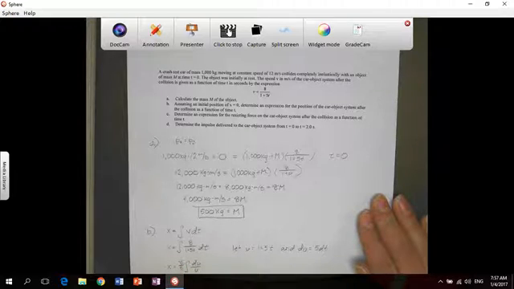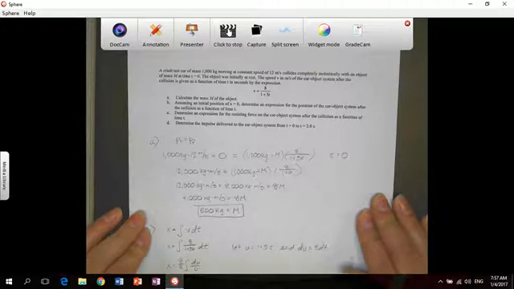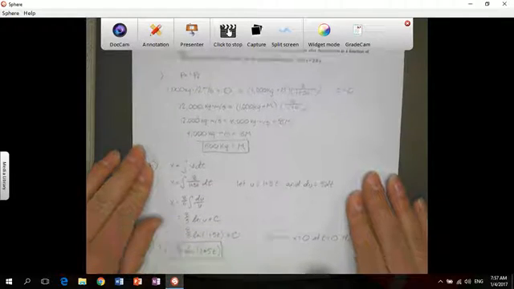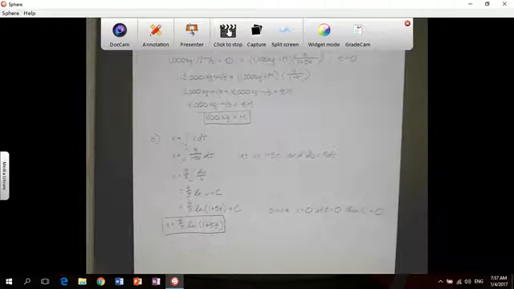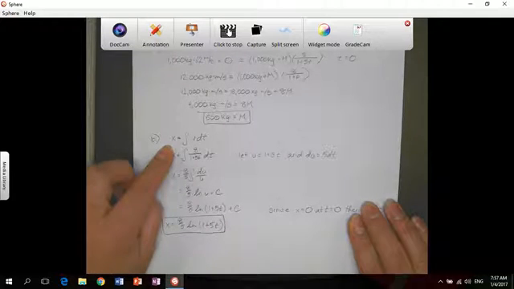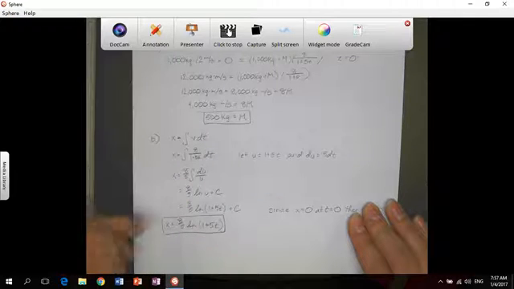For part B, we're saying, assuming the initial position of x equals 0, determine an expression for the position of the car-object system after the collision as a function of time. So this is where the calculus starts coming in. If you remember, velocity is the derivative of position. So to find a position function, we're going to have to integrate the velocity function. I set x equal to the integral of our velocity function dt, because we are asked to do it as a function of time.